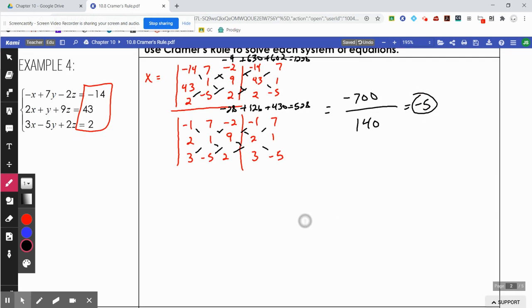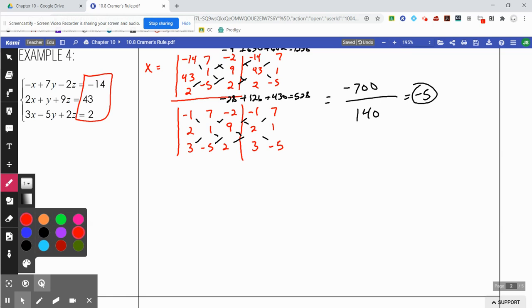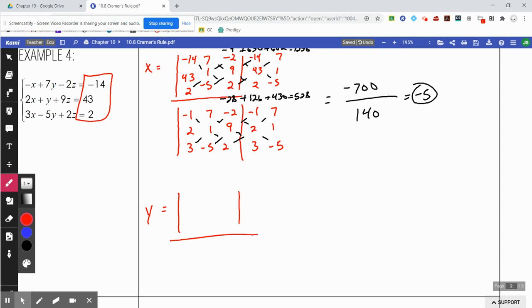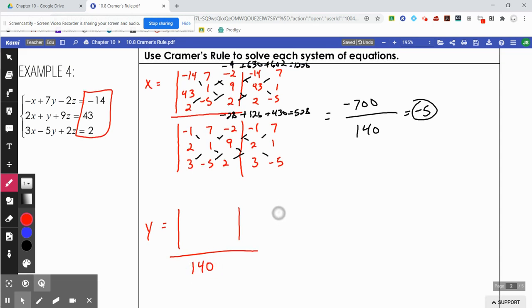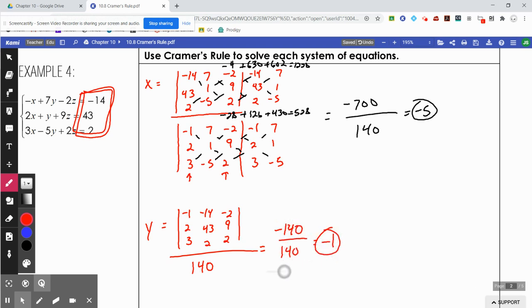So that's the process. I'm not going to go through all those steps for each of these, but my y value is going to be the determinant on top over the determinant of A on bottom, which is 140. I've already done that. And again, on top, your first two columns stay the exact same as they did in the coefficient matrix. So as your x column, and here is your z column. The only difference is you replace your y column with these three numbers, negative 14, 43, and 2. That's going to give you an answer of negative 140 on the determinant on top, and 140 was on bottom, so therefore my y value is negative 1.